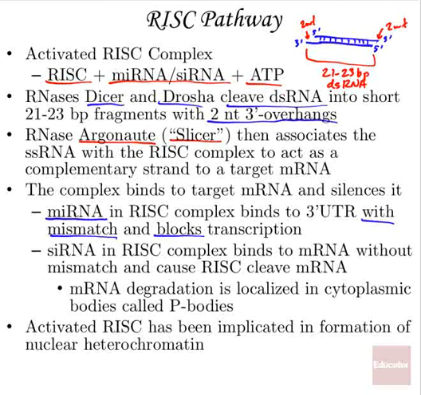Okay, the other way that we can affect translation: if we have a small interfering RNA in the RISC complex binding to the mRNA without a mismatch, this will cause RISCs to cleave the mRNA. So cleaving it versus just blocking transcription.